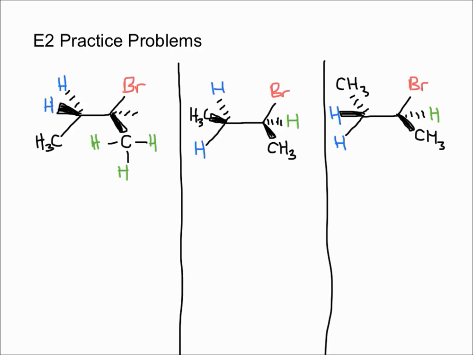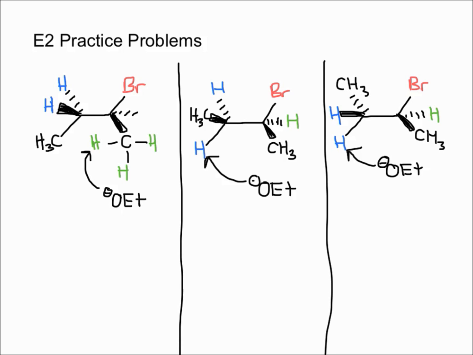So in this video, I'm going to do a couple of E2 elimination practice problems. Here I've drawn 3 molecules, and I've also shown you which hydrogens the nucleophile is going to attack. I drew the hydrogens as different colors. Hydrogens that are of the same color are equivalent. As you can see, the blue hydrogens are equivalent, and the green hydrogens are equivalent on each molecule.